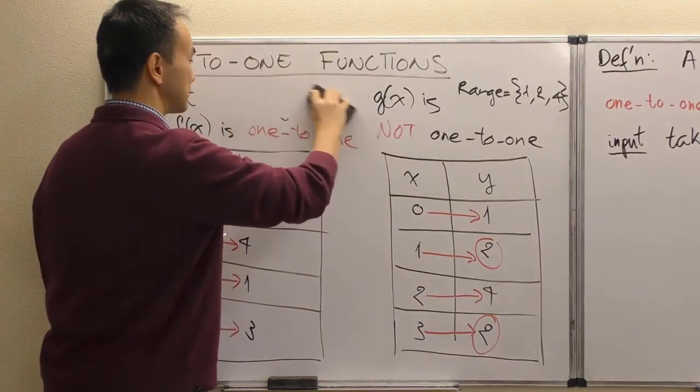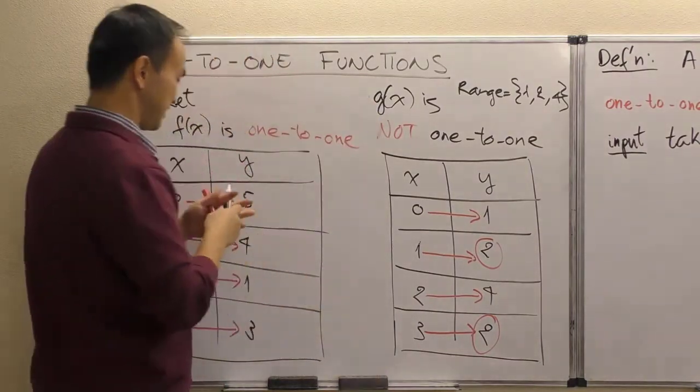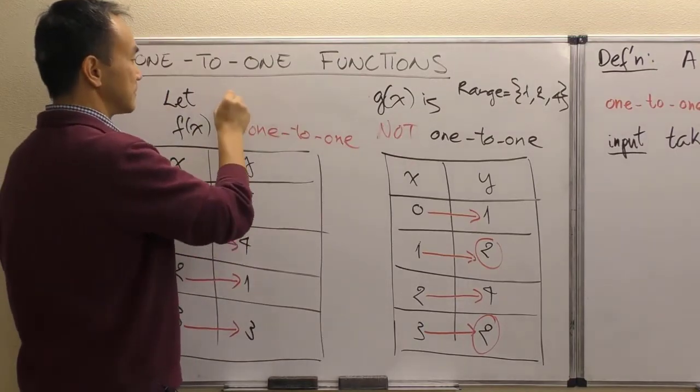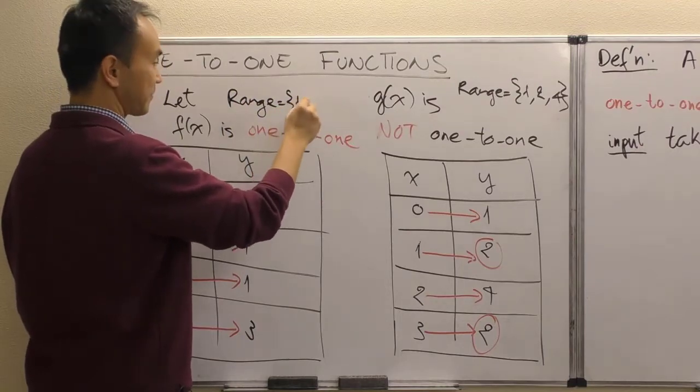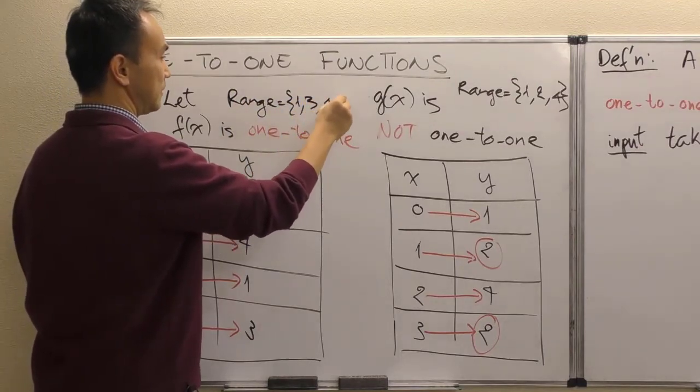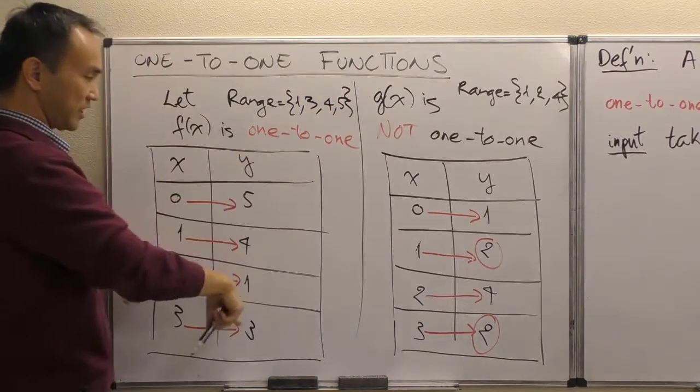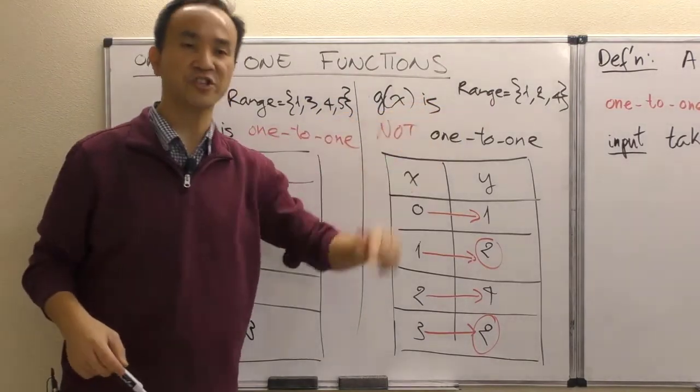And I just now realized my writing is a little too squeezed here. All right, so range, just a note: 1, 3, 4, 5. That's the range for this function. That's the range for this function g.